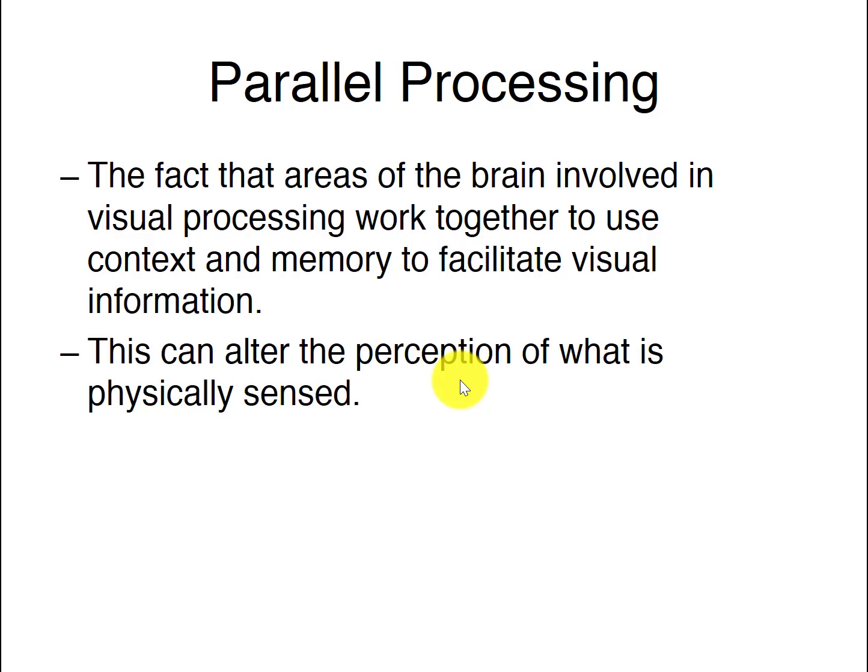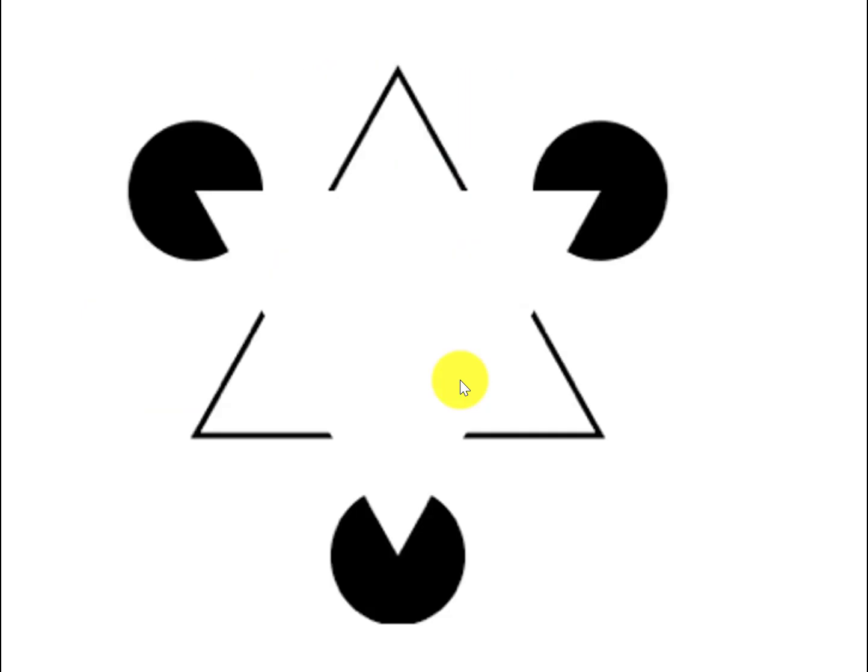It's using memories. This is what you think you ought to see. What is out there and what you see can be very different because you're using memories and context and shading and time of day and all these things to shape what you see, to alter the perception. So here's just a few examples.